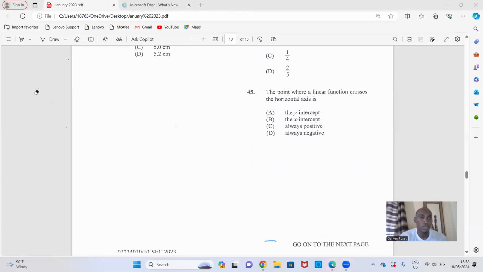Now, this is coordinate geometry. It says the point where a linear function crosses the horizontal axis, which is the x-axis, is called what? Once you cross the horizontal axis, those are called the x-intercepts. If you cross the y-axis, those are called the y-intercept. So the horizontal axis is the x-axis. So the point where a line crosses the horizontal axis, say, for example, that line, this point is called the x-intercept. All right, the x-intercept.